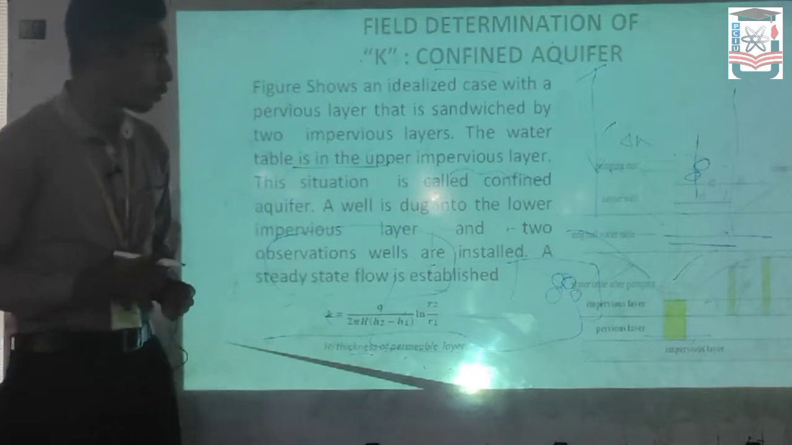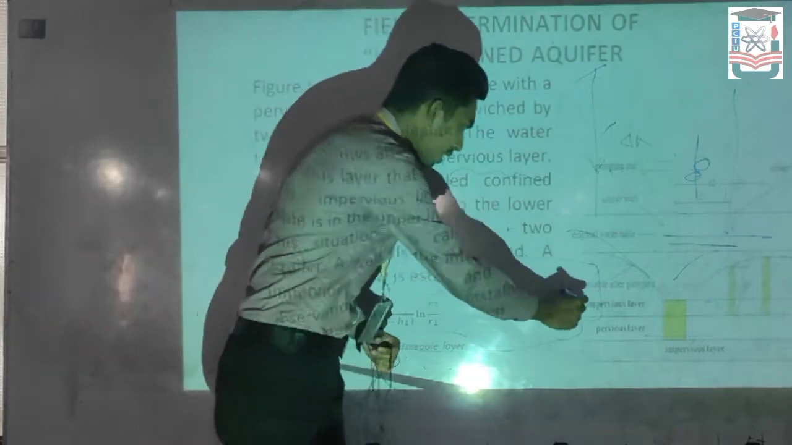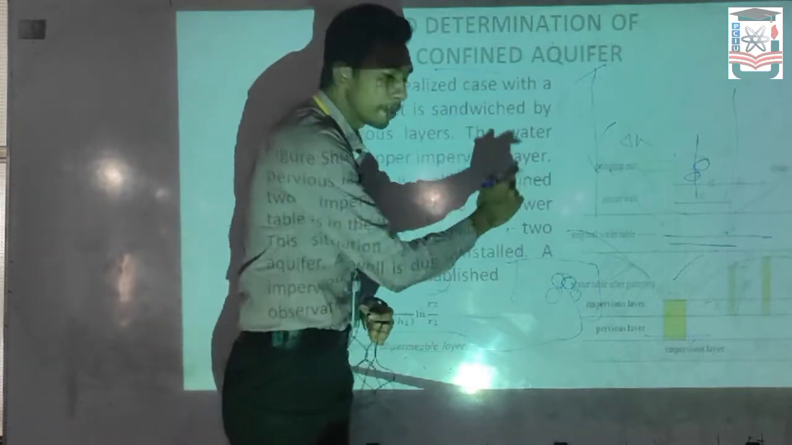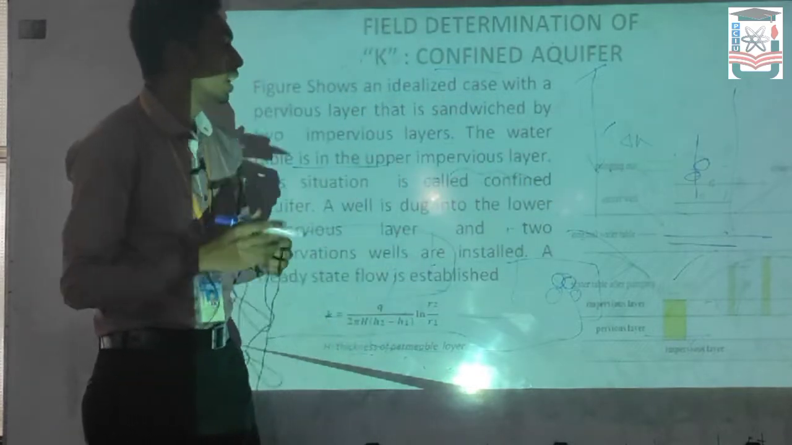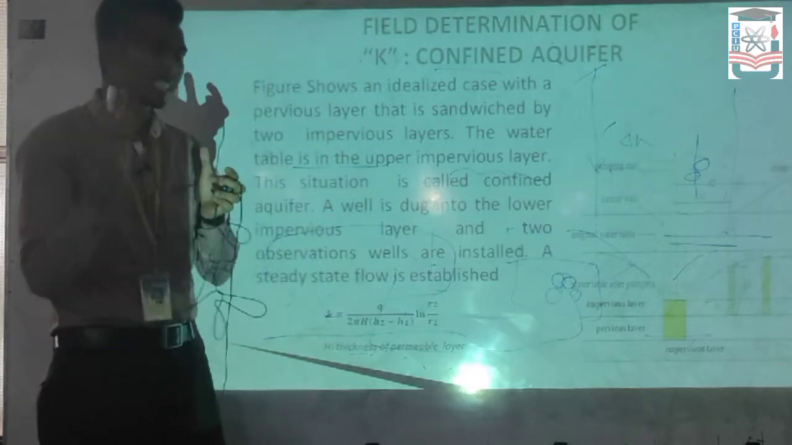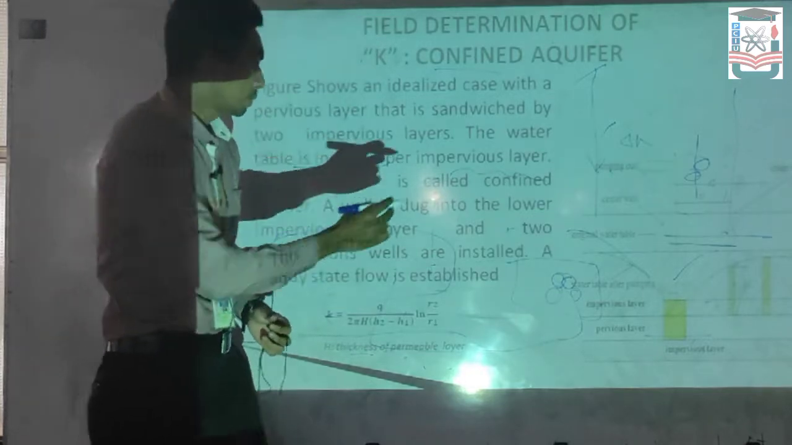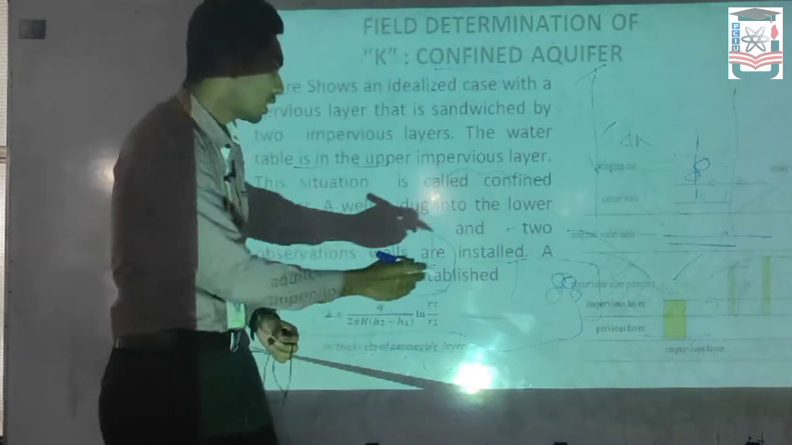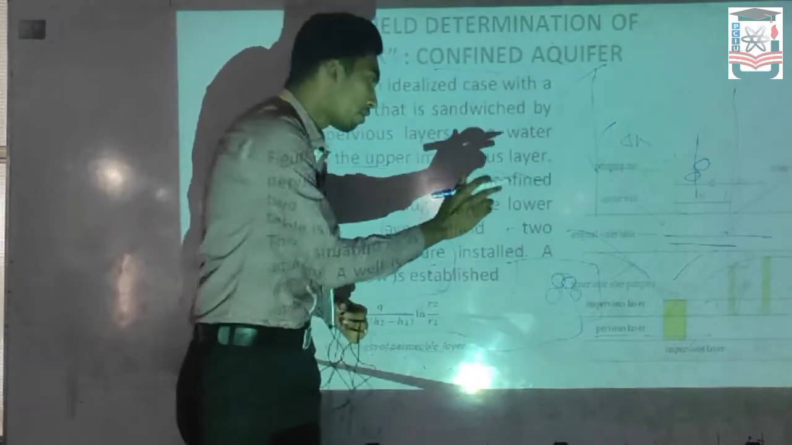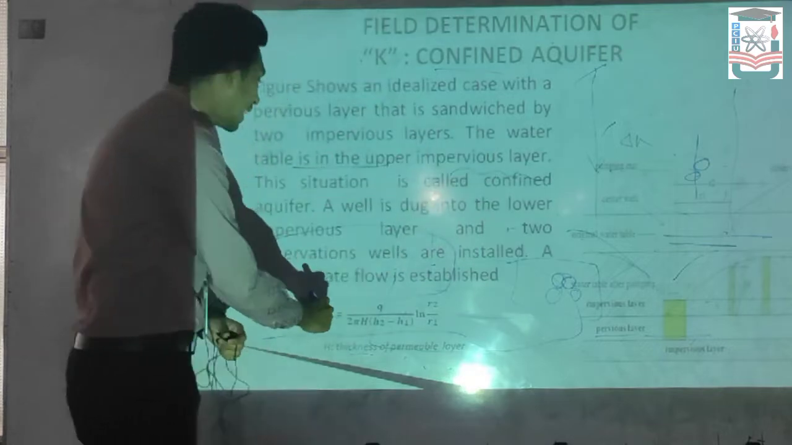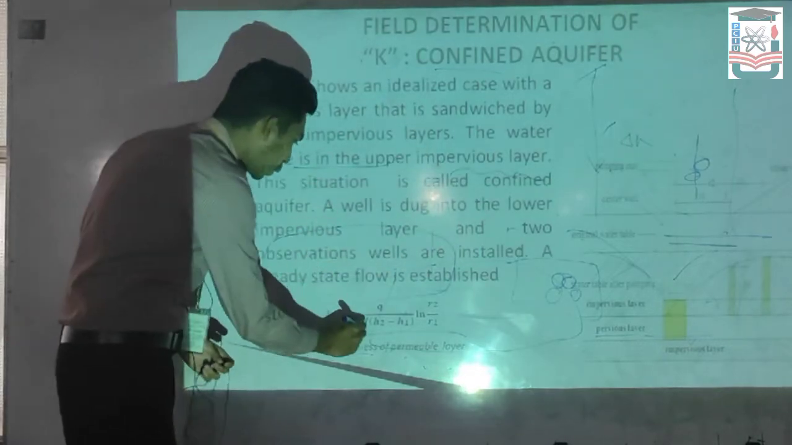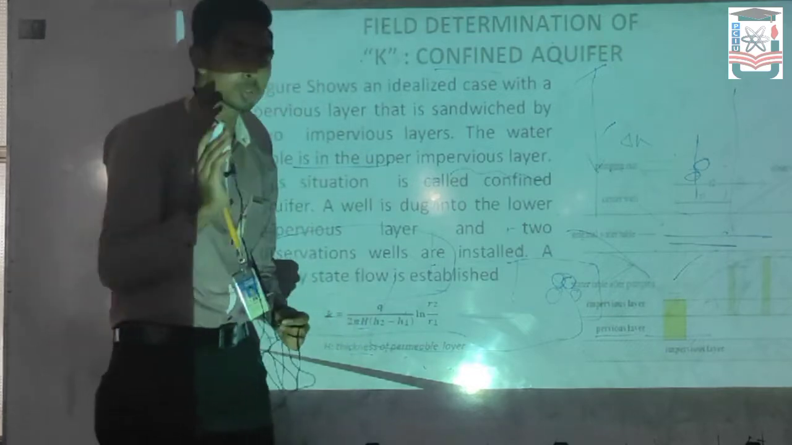Now we have to know about the confined aquifer. So what is a confined aquifer? If a pervious layer is present between two impervious layers, then it is called a confined aquifer. It is like a sandwich. For a confined aquifer, this pervious layer is called the thickness of the permeable layer. So it is the total height.